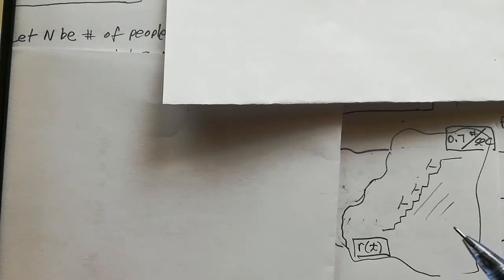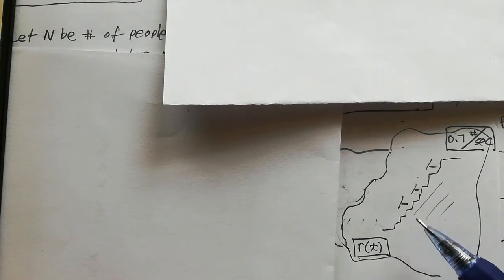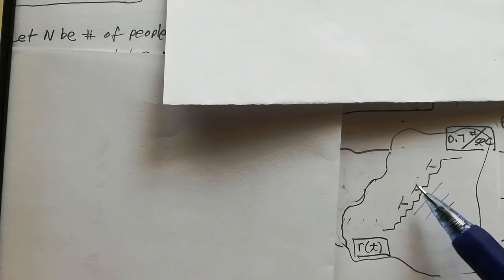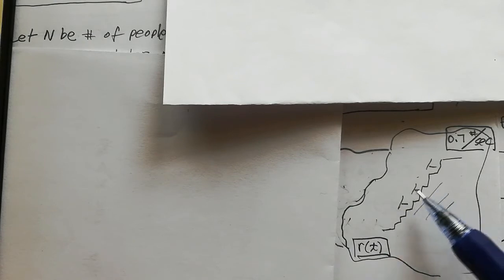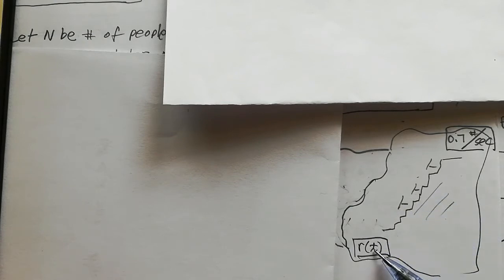So I drew a little picture here to illustrate what the question really means. That means when t equal to 0, you have 20 people in line on the escalator. And the rate for people to enter the line is r of t. On the other end, you have people leaving the line at 0.7 person per second.